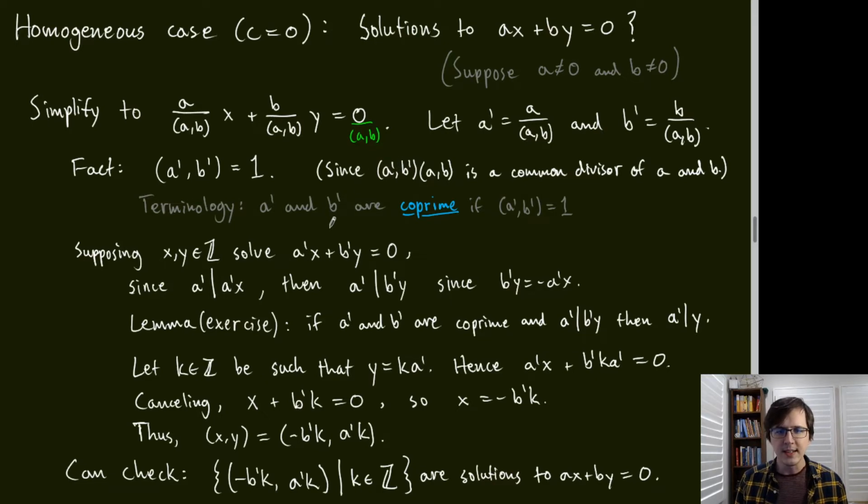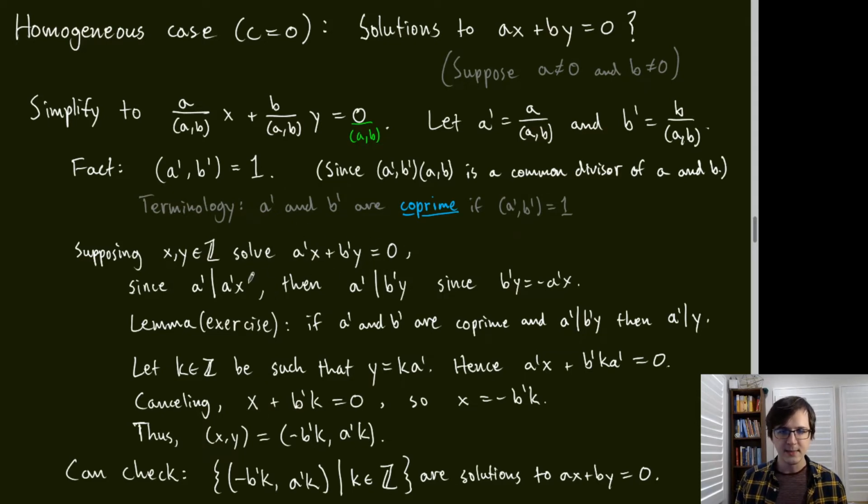And some terminology that I think we did not mention yet is that when the GCD of two numbers is 1, then they're called coprime. Okay, so to analyze this, let's suppose that we have a solution, and we'll try to put it into a form that we can then use to see what all solutions must look like. So let's suppose that x and y are solutions to a prime x plus b prime y equals 0.